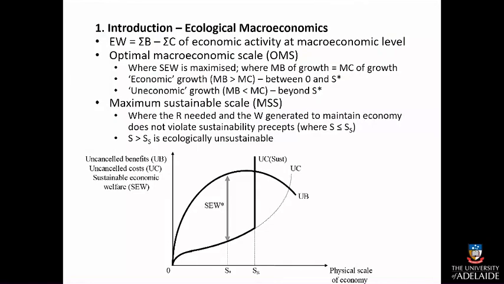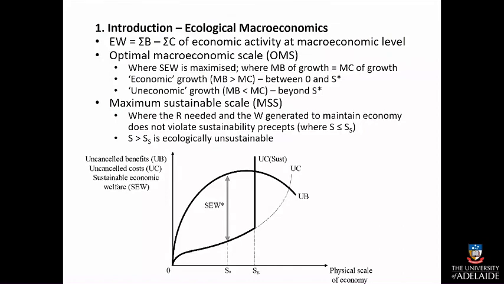And I talked a bit about the notion of an optimal macroeconomic scale. So as the physical scale of the economy grows, we move along the horizontal axis, the benefits or uncancelled benefits, and I'll talk a little bit about that before I talk about the GPI, go up at a diminishing rate in accordance with the principle of diminishing marginal benefits. The costs or uncancelled costs go up at an increasing rate, but we have a vertical line drawn for the uncancelled cost curve at a scale which we might call the maximum sustainable scale.